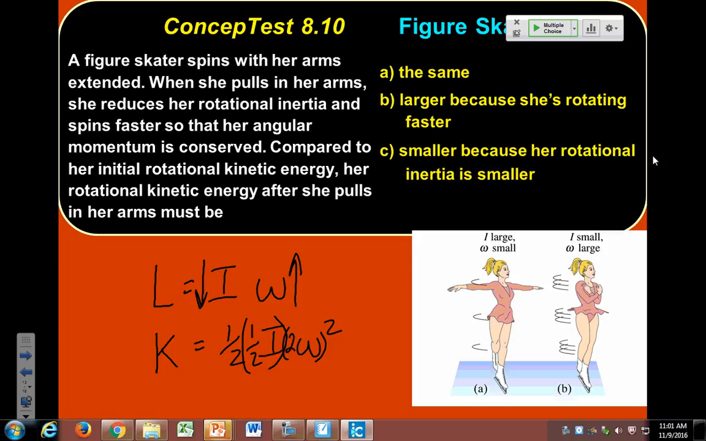Now, we said that energy is conserved, right? That you can't just have energy going around all the time. So where does this energy come from? If her energy increases, which it does, where does that energy come from? From the figure skater when she draws in her arms.